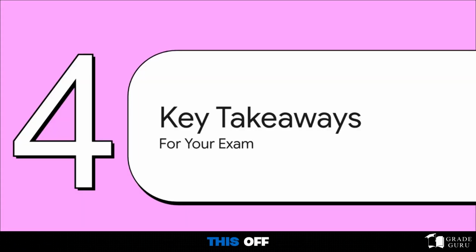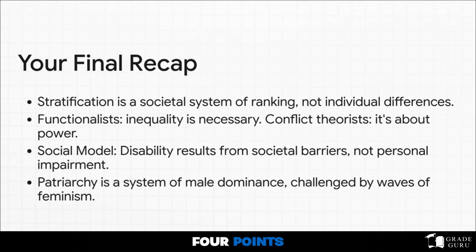Okay, let's finish this off with a lightning-fast recap of the absolute key takeaways for your exam. Just remember these 4 points. 1. Stratification is a societal system. 2. Functionalists say it's necessary. Conflict theorists say it's all about power. 3. The social model of disability blames society's barriers, not the person. And 4. Patriarchy is that system of male dominance that has been challenged by the waves of feminism. Master those concepts, and you are going to be in great shape for this section of your exam.